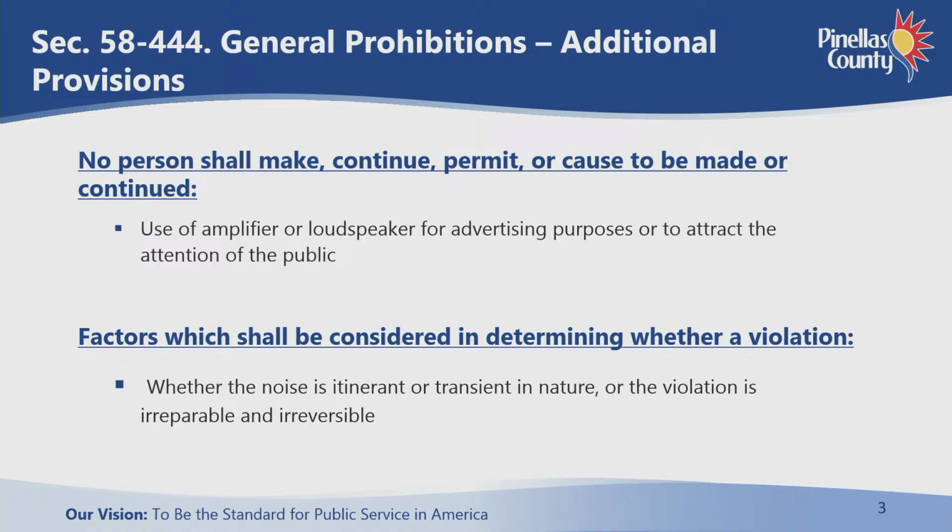We had to update the general prohibitions. We'll go into the first one, which is the use of an amplifier or loudspeaker for advertising purposes to attract the attention of the public. So that's an addition to the general prohibitions. Additionally, the factors of whether or not a noise is itinerant and transient in nature, which was previously discussed, or if the violation is considered irreparable and irreversible. So these had to be added in to go hand in hand with the definition as we go through the enforcement process.